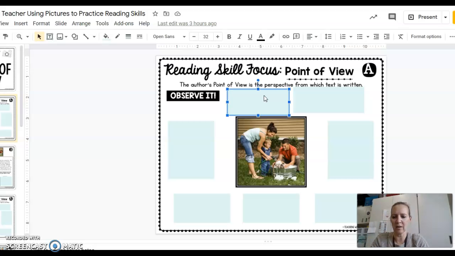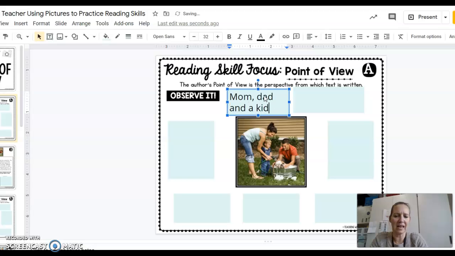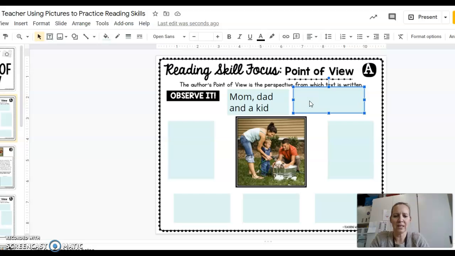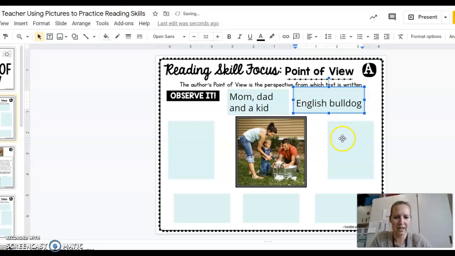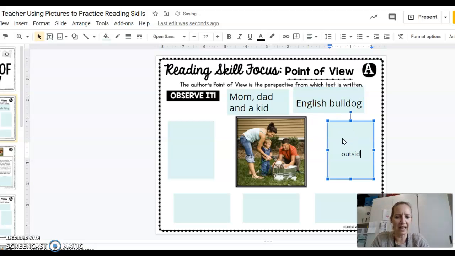So for example, I see a mom, a dad, and a kid. And yes, that might be an inference. It might just be an aunt or uncle or something random, but I think we can infer at least that part, okay? So I see that there is an English bulldog. So I'm going to look for, first of all, the characters, and then I'm going to go to setting. They're outside. We think it's probably summer, and we think it's probably summer because we see flip-flops.